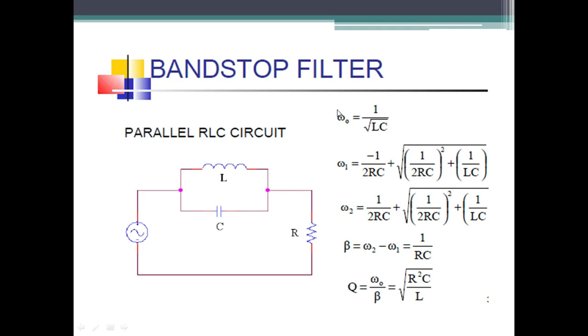So we calculate the angular frequency omega 0, which is equal to 1 upon root of LC, and omega 1, which is equal to minus 1 upon 2RC plus under root of square bracket of 1 upon 2RC squared plus 1 upon LC. For the upper cutoff frequency only the sign changes from minus to plus, whereas all other terms are the same. So we calculate beta, which is omega 2 minus omega 1, equal to 1 upon RC. And finally we calculate the quality factor Q, which is equal to the angular frequency upon the bandwidth, that is omega 0 upon omega 2 minus omega 1, with omega 0 equal to 1 upon root LC upon 1 upon RC. Modifying the equation, Q is equal to root of R square C upon L.